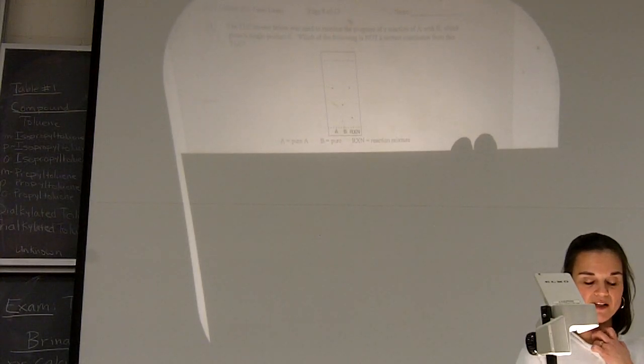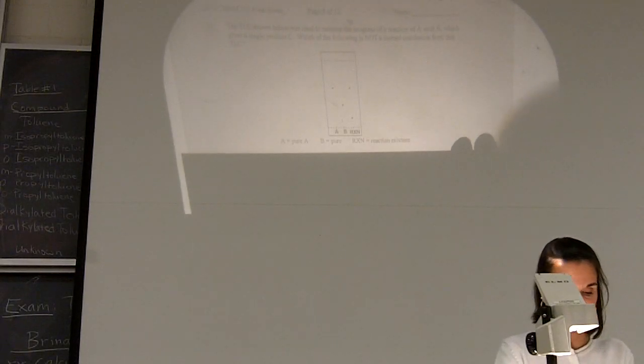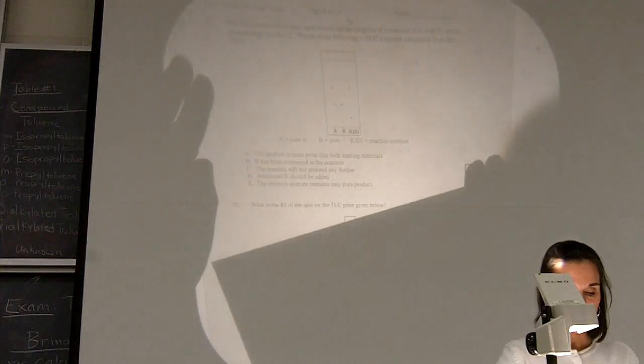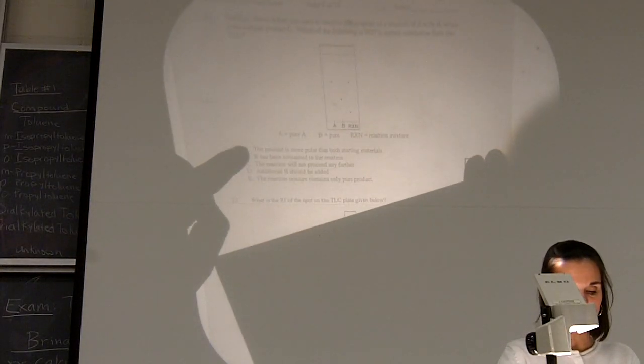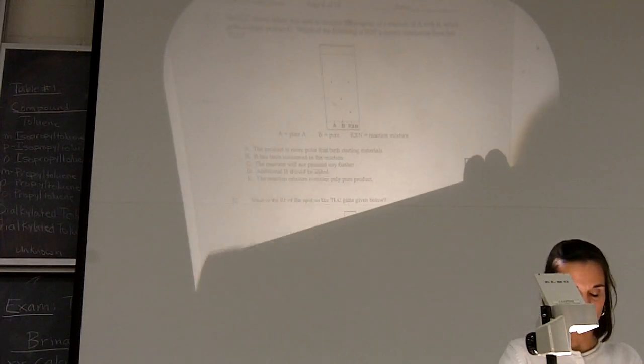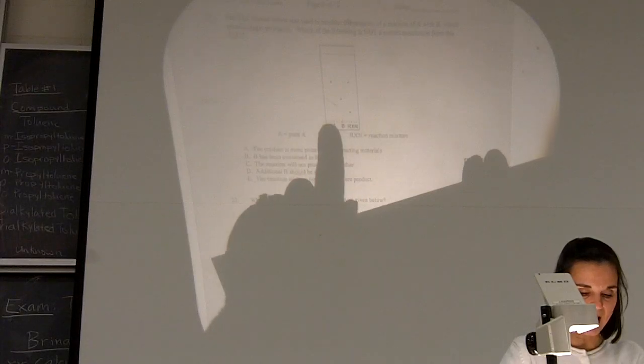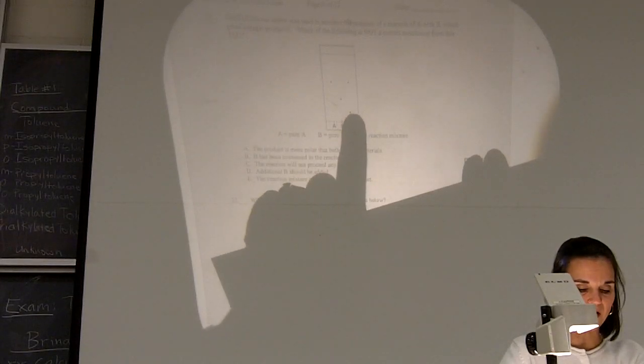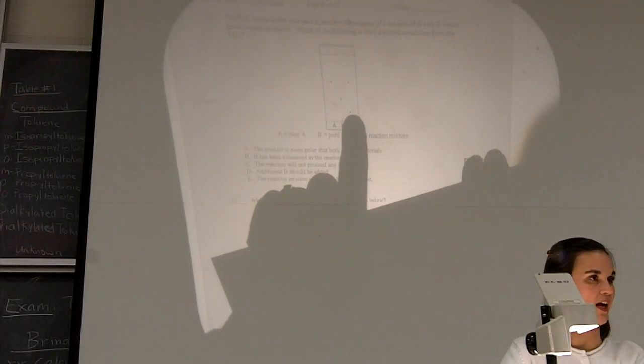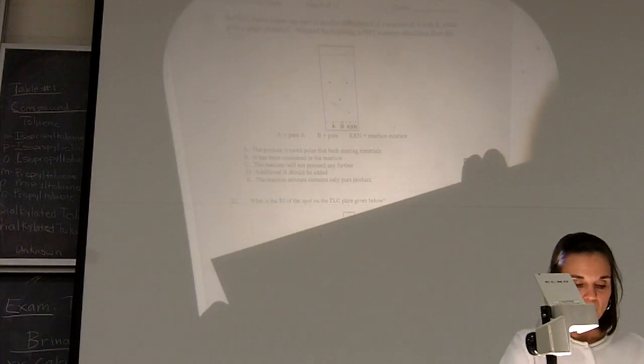B. It gives product C. Which of the following is not a correct conclusion for this TLC plate? Okay, so the product is more polar than both the starting materials. There's a little typo here. Than both of your starting materials. Yes, so our product is, we've got A and B. Our product then is going to be this spot here in the reaction mixture, right? The new spot. So that's more polar.